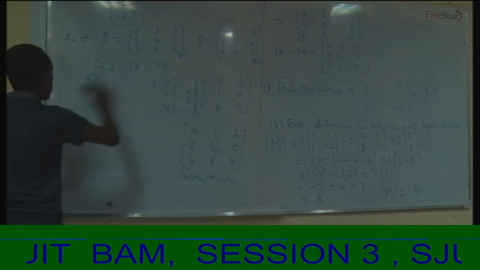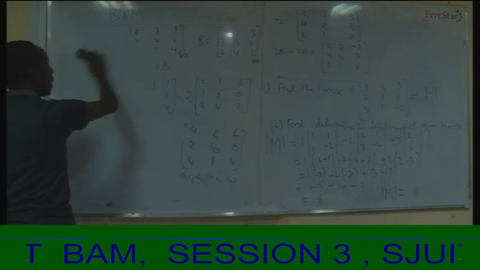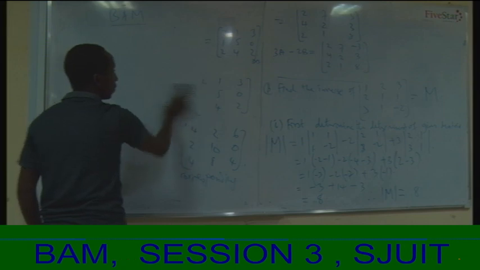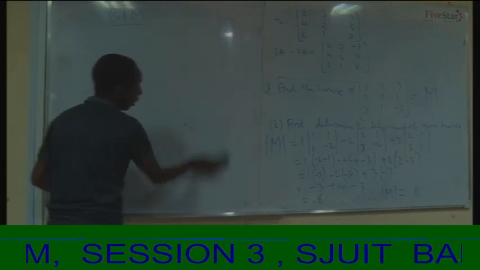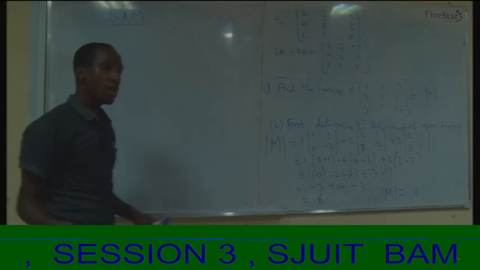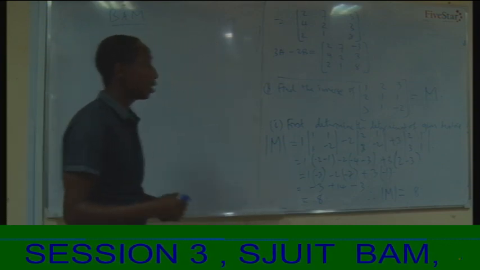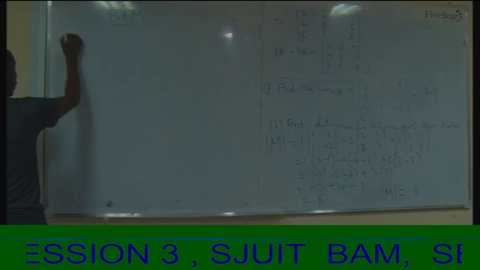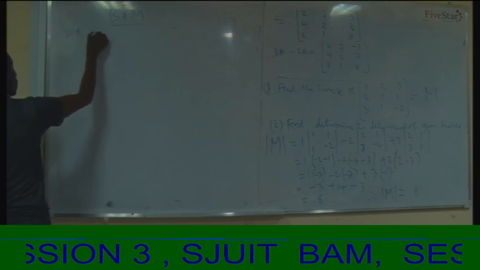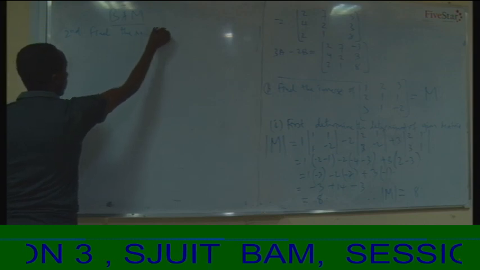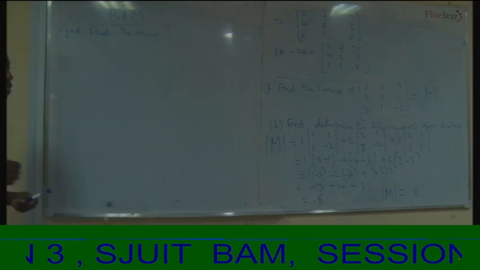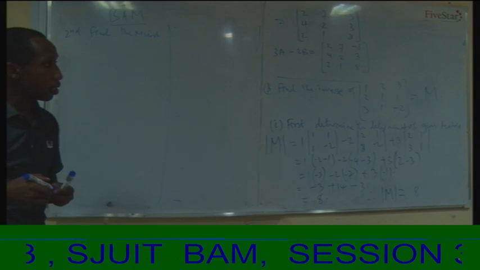Now the second thing that we need to do in finding the inverse of a matrix, especially a 3 by 3 matrix, is to find what we call the minors of the matrix M. And these minors are just the determinants obtained by deleting rows and columns. So the second thing, find the minors. These are the determinants obtained by deleting rows and columns.